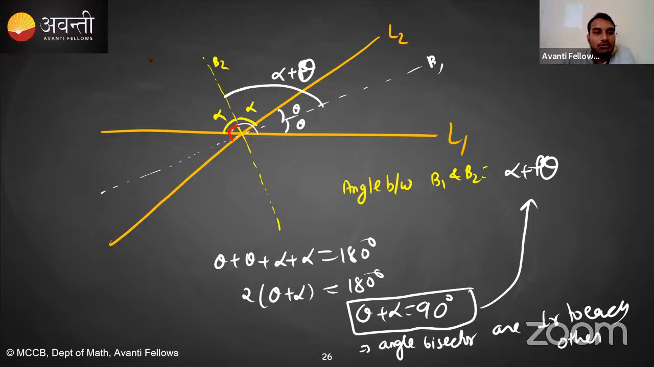Clear? Any doubt, students, in this? This is a very important point: the angular bisector between the lines is always perpendicular. Okay, chalo, if it is clear, shall we proceed further? Students, is there any doubt regarding this? Tell me quickly in the chat box. Okay, so let's proceed further.